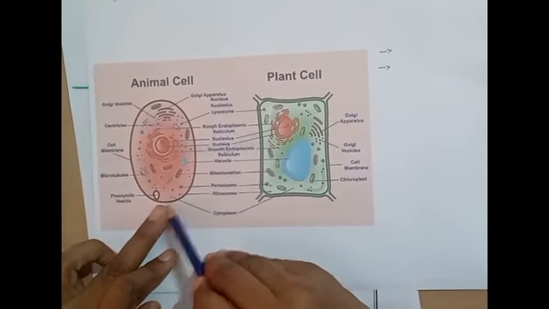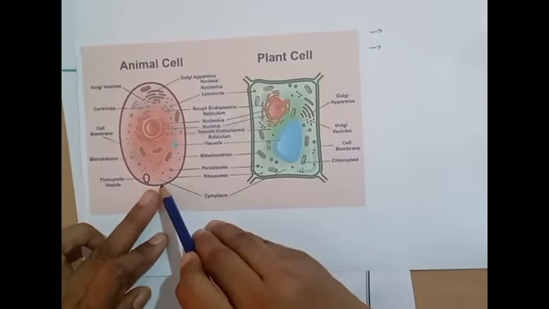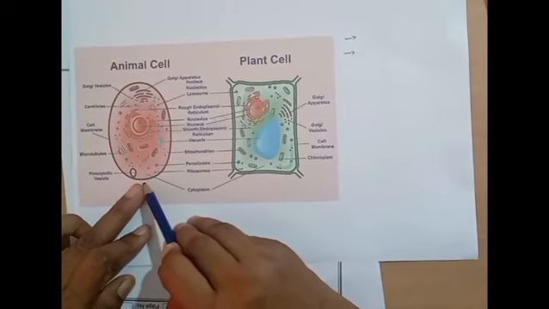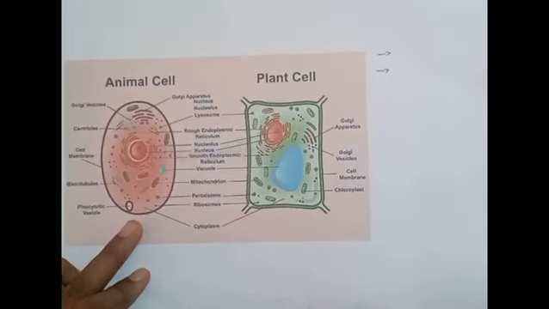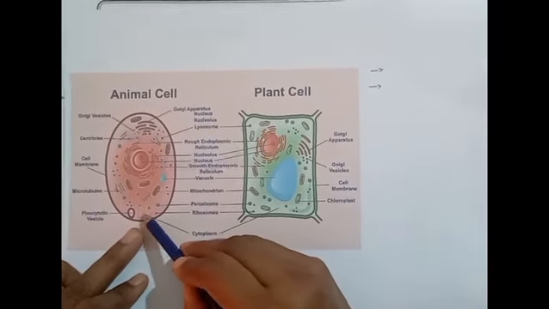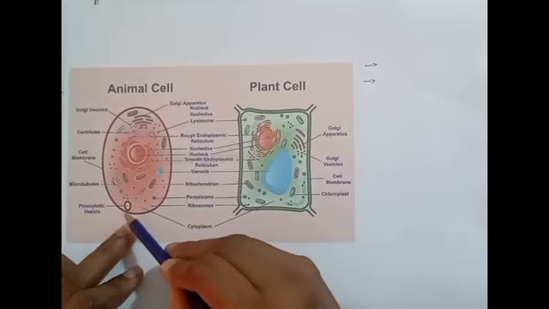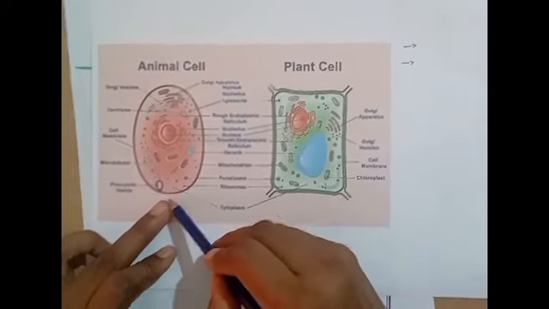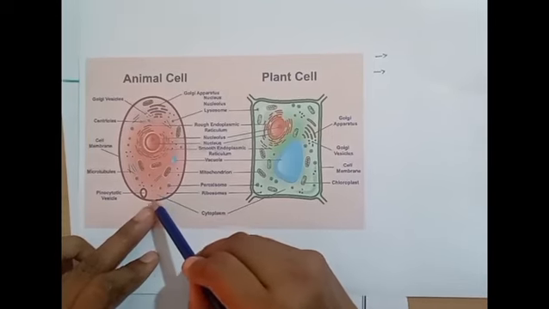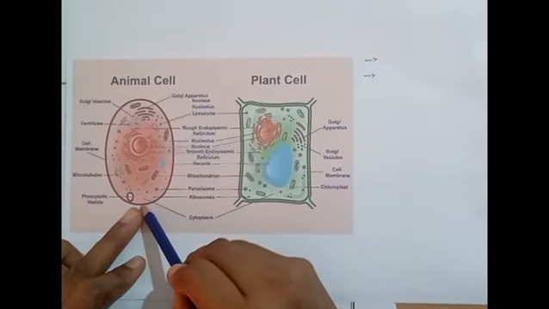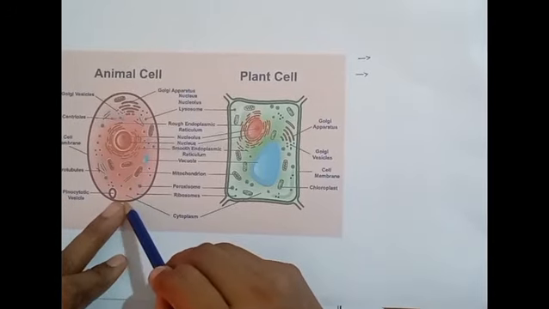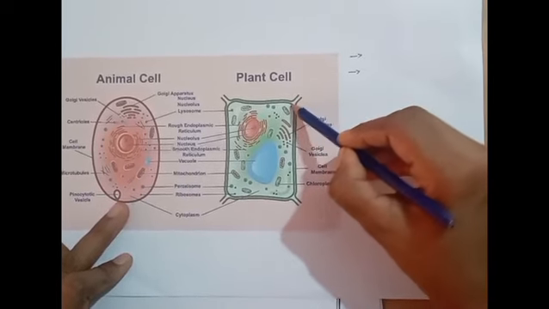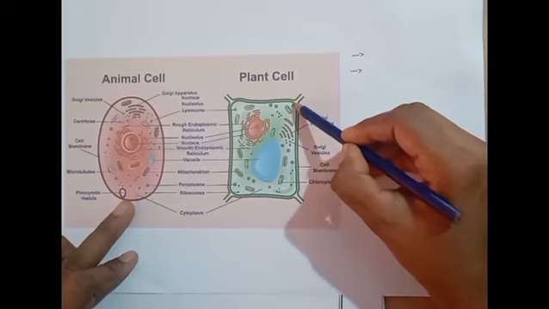This cell membrane has one property: it is a semi-permeable membrane. It is also called the plasma membrane. Certain elements are allowed to enter inside the cell. This is called a semi-permeable membrane. So the animal cell has a semi-permeable membrane, called the plasma membrane or cell membrane. The plant cell has one cell wall, and inside the cell wall there is a cell membrane.